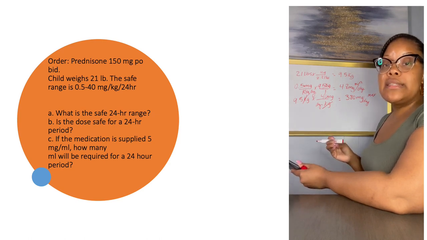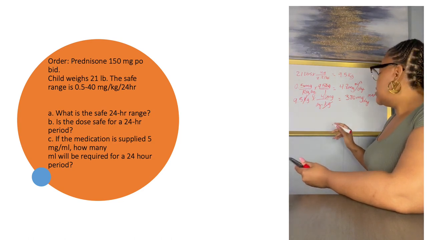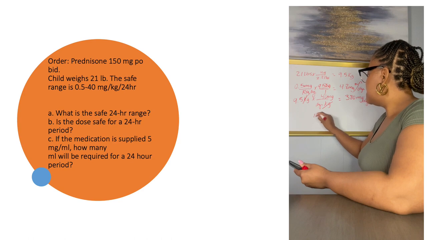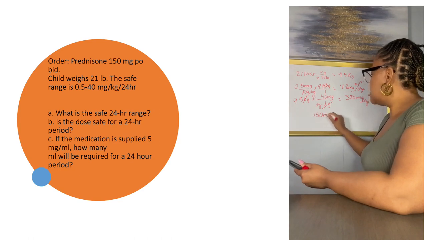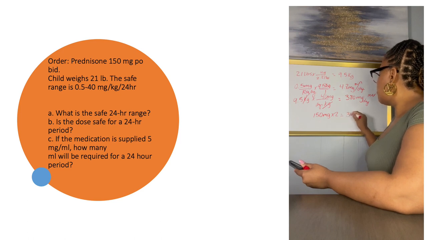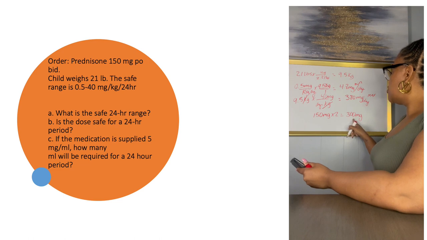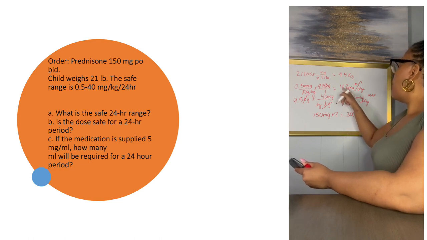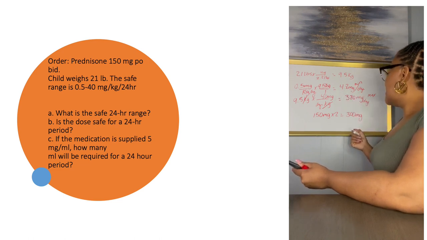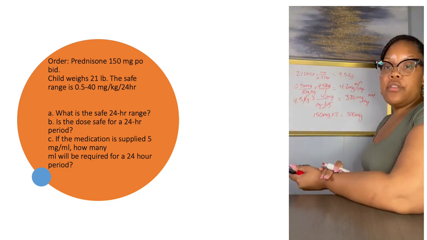Our question says our prednisone order is for 150 milligrams 2 times a day. So we know 150 milligrams times 2 times a day, that's going to give us 300 milligrams. All right, is 300 between 4.8 and 380? Yes, it is. All right, so we're able to answer that question.